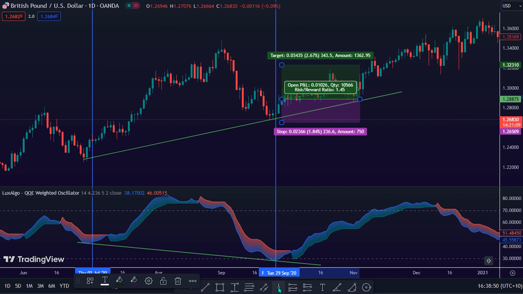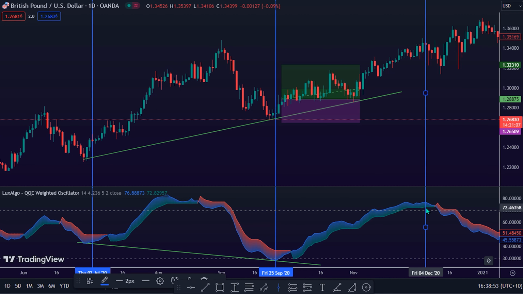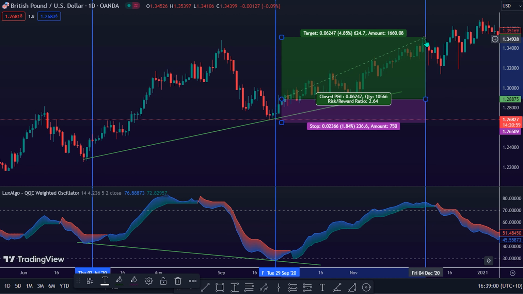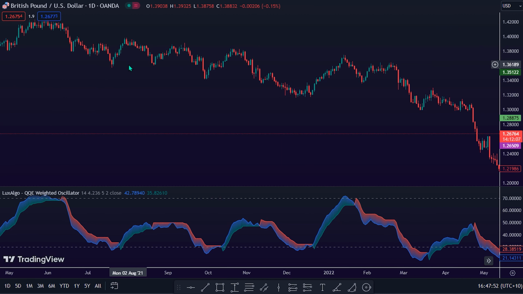Traders should close the buying position whenever the QQE Weighted Oscillator trades into the overbought zone at the 70 scale line. How can traders use the Weighted Oscillator for the continuation of a bearish market?